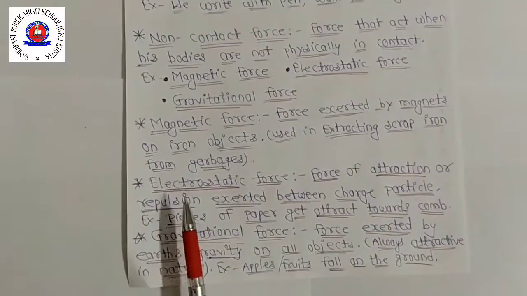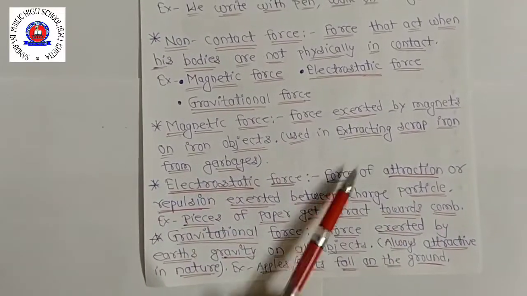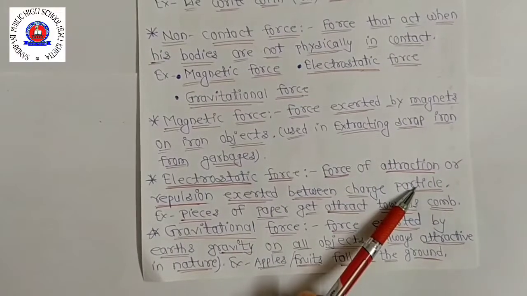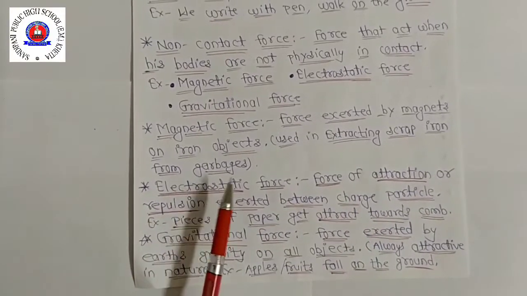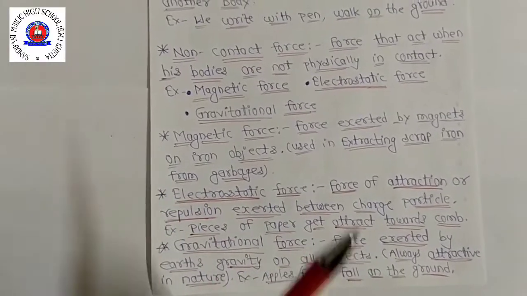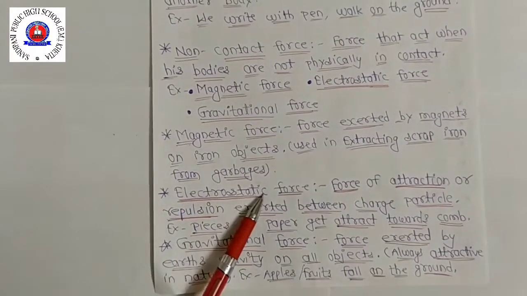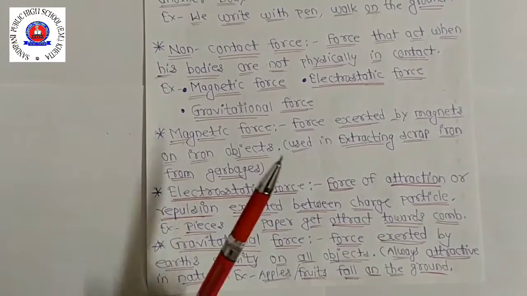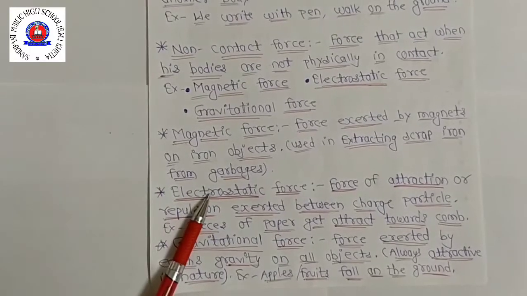Clear this one? Now next one, electrostatic force, a force of attraction or repulsion. Okay, what is this? Force of attraction and repulsion exerted between charged particles. So attraction and repulsion happen between the charged particles, and that force is called the electrostatic force. The force exerted by a charged body on another charged or uncharged body is known as the electrostatic force. This force comes into play even when the bodies are not in contact. So the electrostatic force is another example of non-contact force.